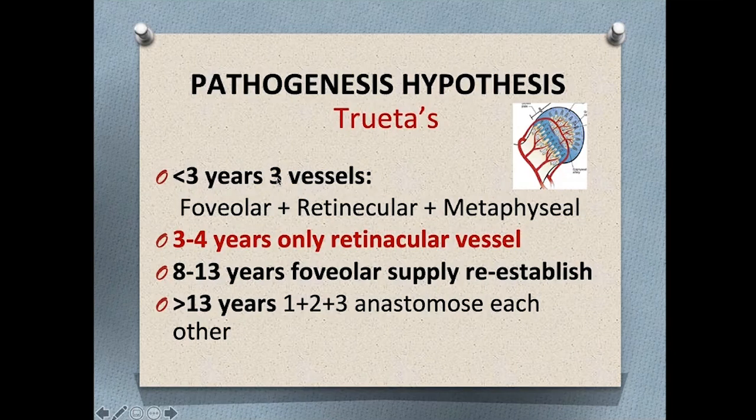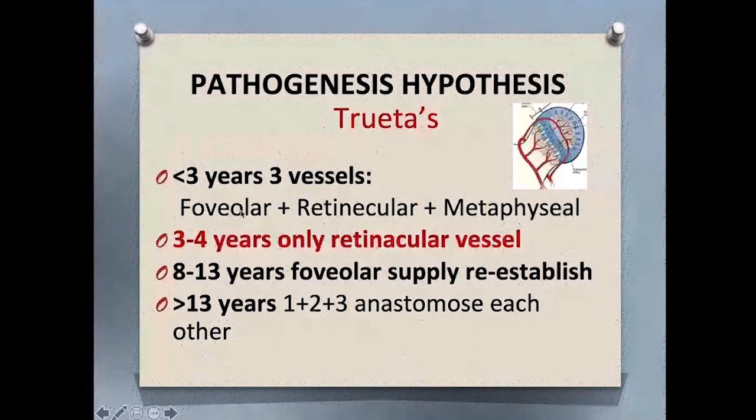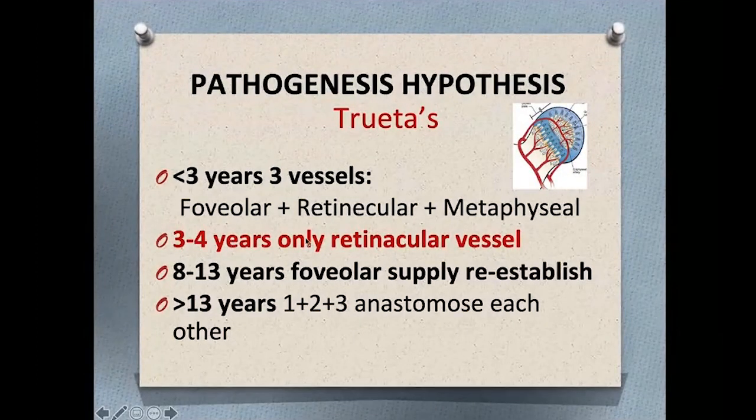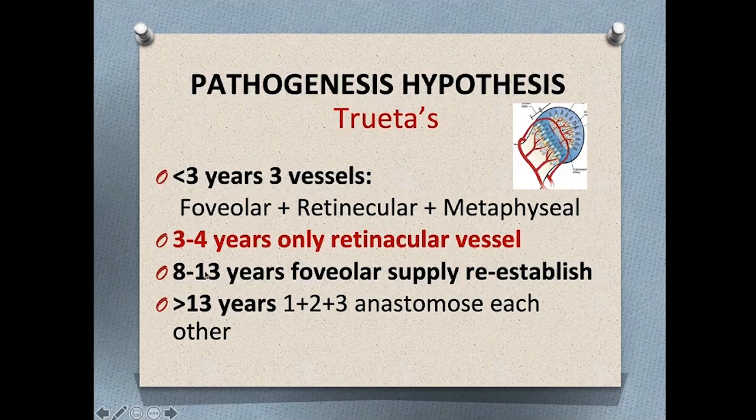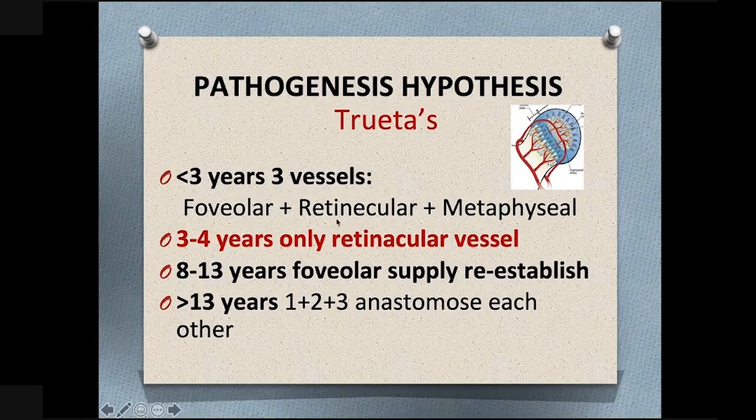3 blood vessels. One is the foveolar artery, 15 to 25% supply. Then retinacular and metaphyseal arteries, they supply 85% to 75% of the blood supply to the physis and the epiphysis. But at the age of 3 to 5 years, in this age group, there are only retinacular vessels, and the remaining vessels obliterate, and then these vessels redevelop after 5 years, and at the 8th year it is fully established. The foveolar artery gets established at 8 years, and at 13 years they have the full blood supply which communicates from the metaphysis to the epiphyseal area.